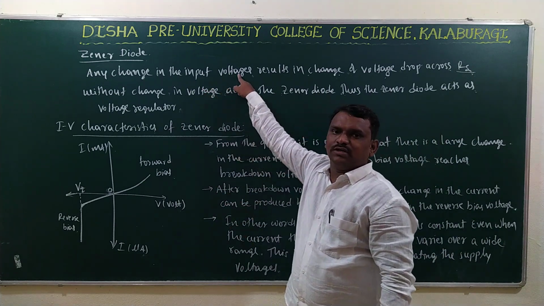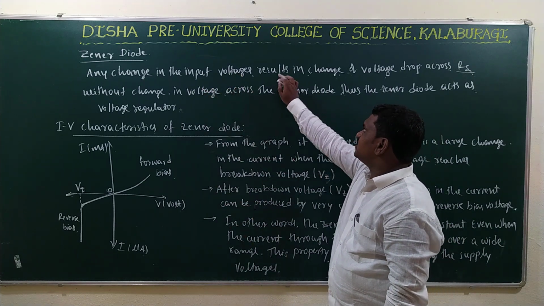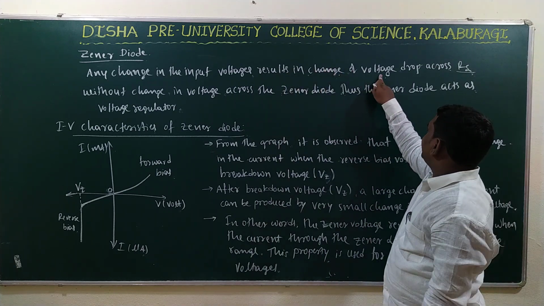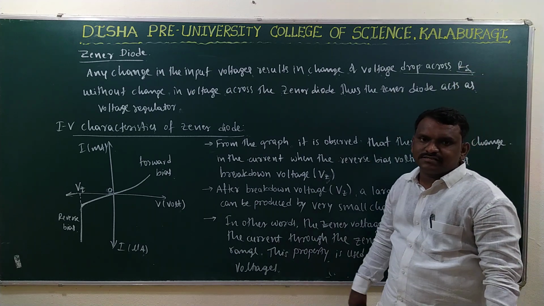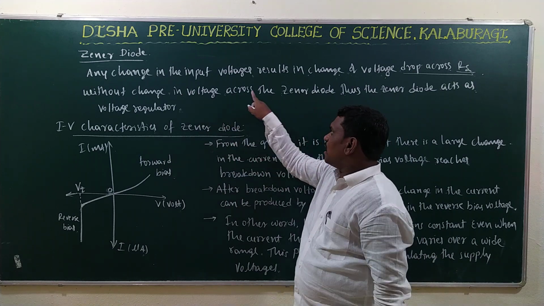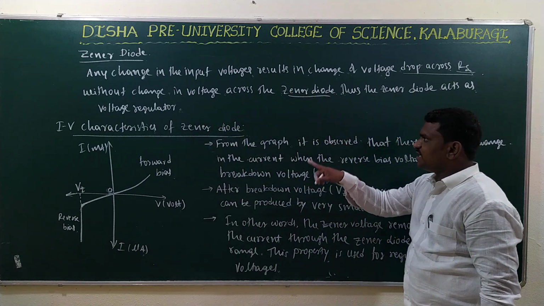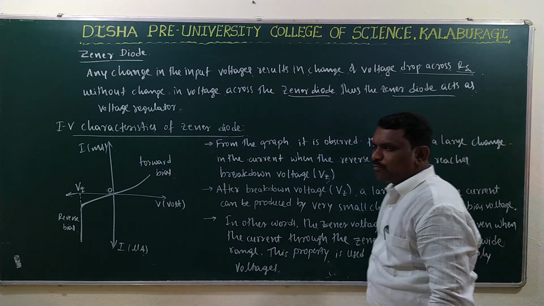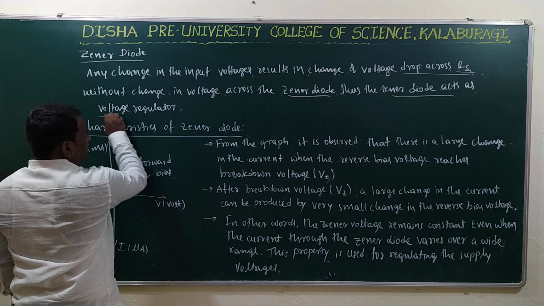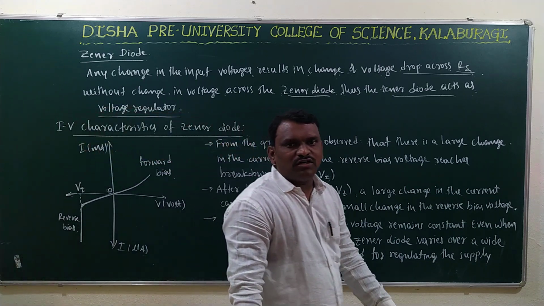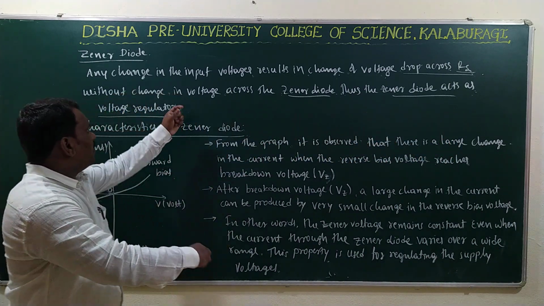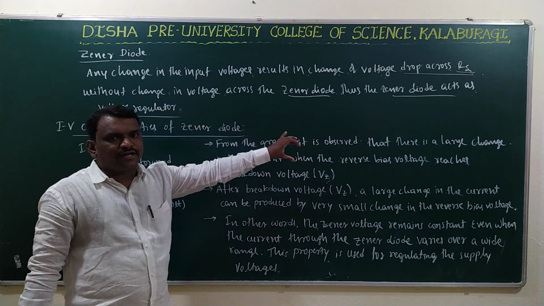Any change in the input voltage, whether decreasing or increasing, results in a change in the voltage drop across RS. The complete voltage drop is across RS without a change in voltage across the Zener diode. The same voltage is dropped at the Zener diode, which means the Zener diode acts like a voltage regulator or voltage controller. Okay, next concept: IV characteristics of a Zener diode, right?